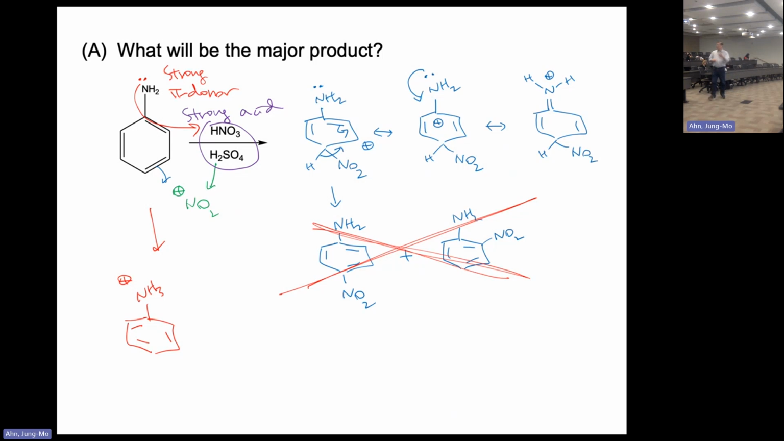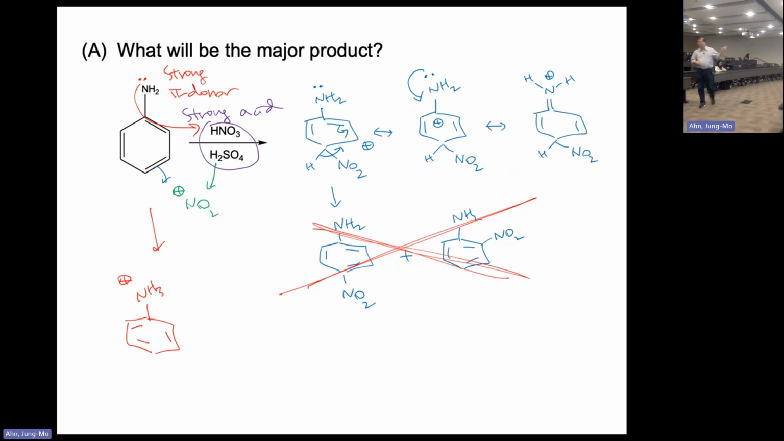This one is positively charged, it's electron deficient. So by being protonated, the amine changes to an ammonium group, changing from a very strong electron donating group to a very strong electron withdrawing group. It changes itself because the reaction is carried out in acidic condition. So it becomes an ammonium group, and then it changes everything.